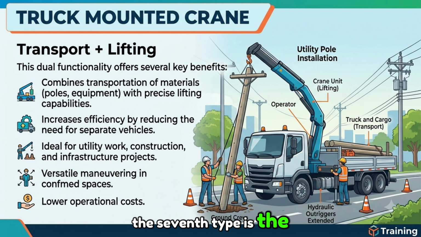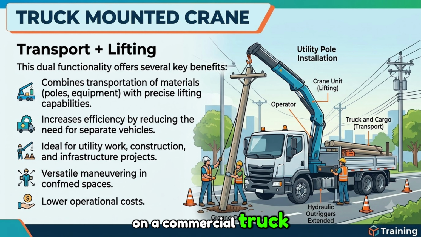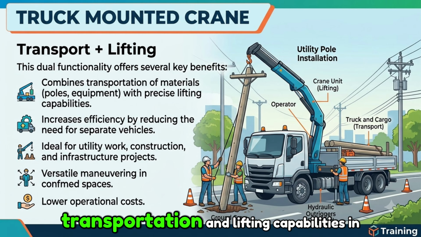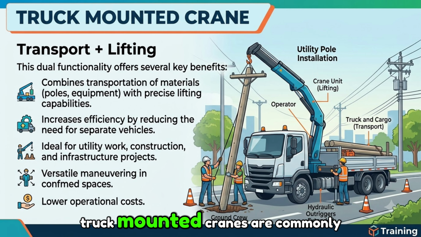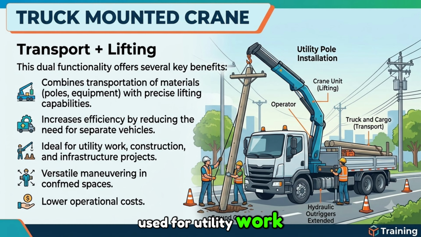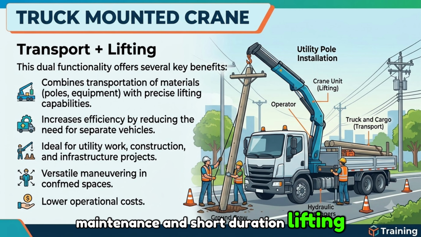The seventh type is the truck mounted crane. This crane is mounted directly on a commercial truck. It combines transportation and lifting capabilities in one machine. Truck mounted cranes are commonly used for utility work, equipment installations, maintenance, and short duration lifting jobs.